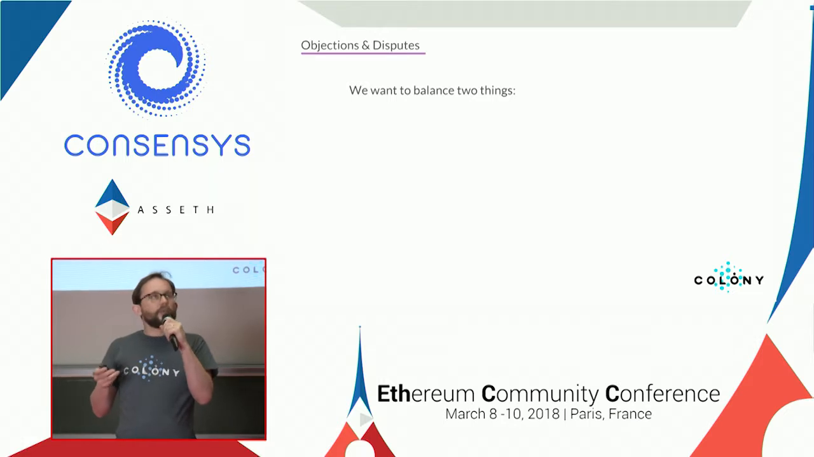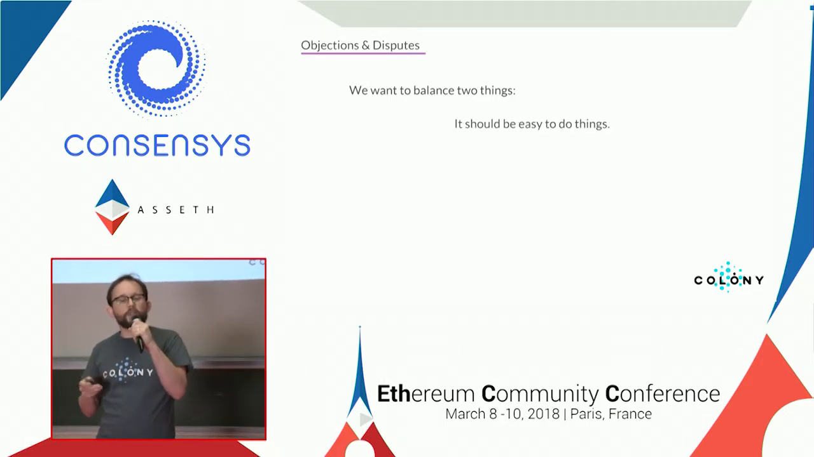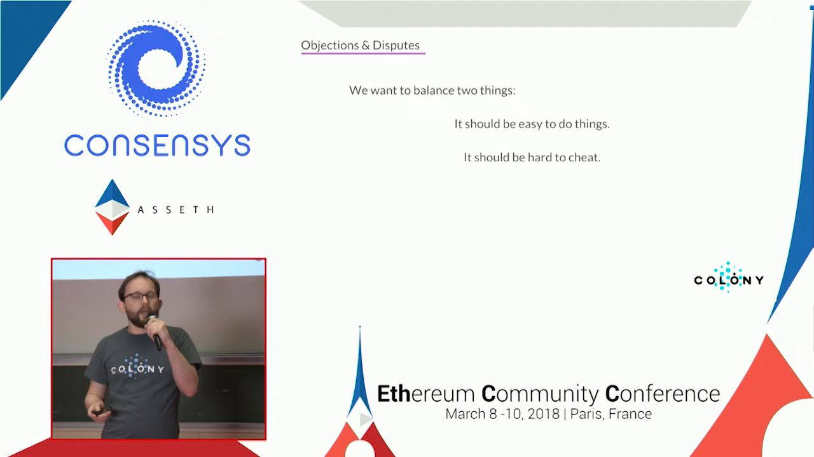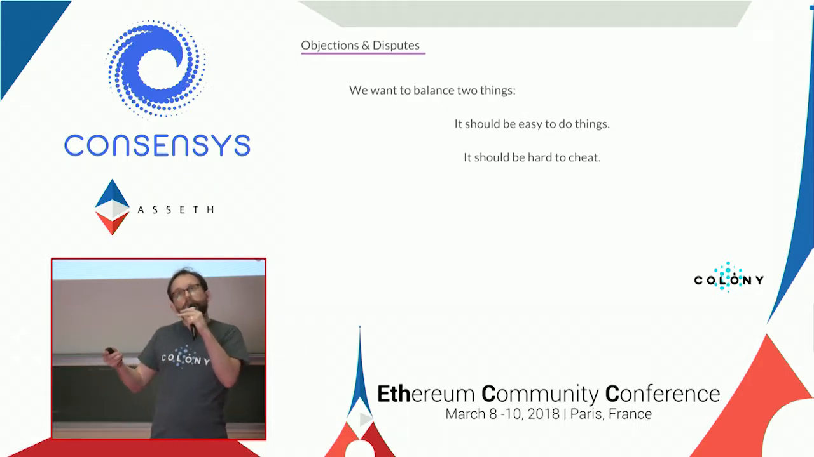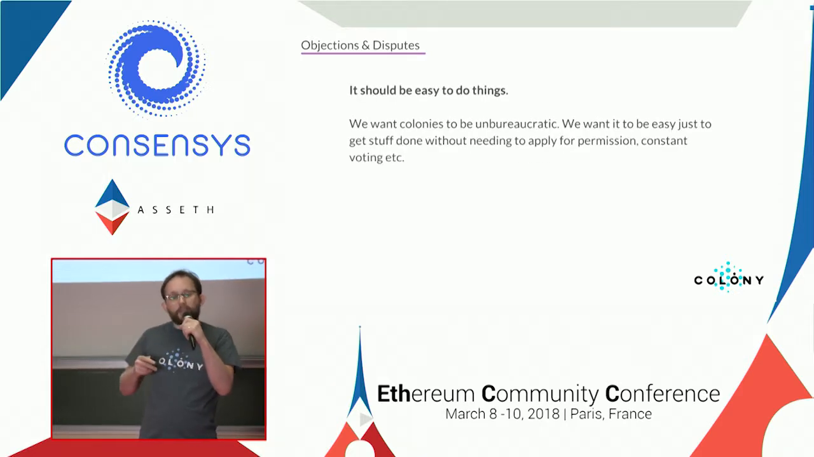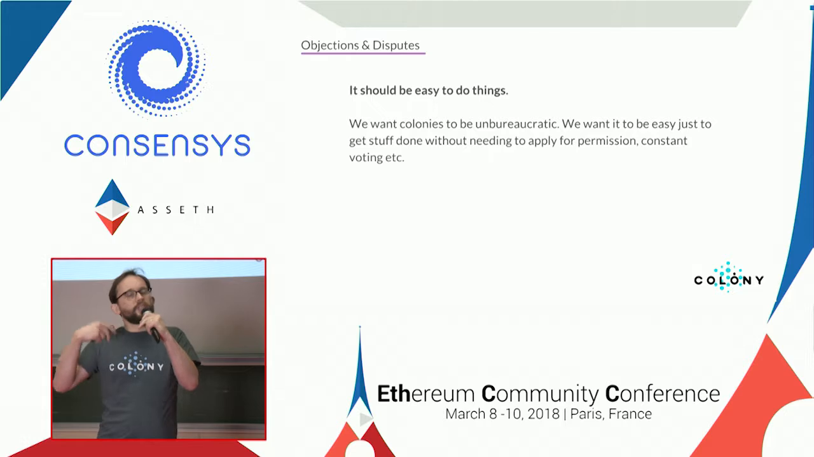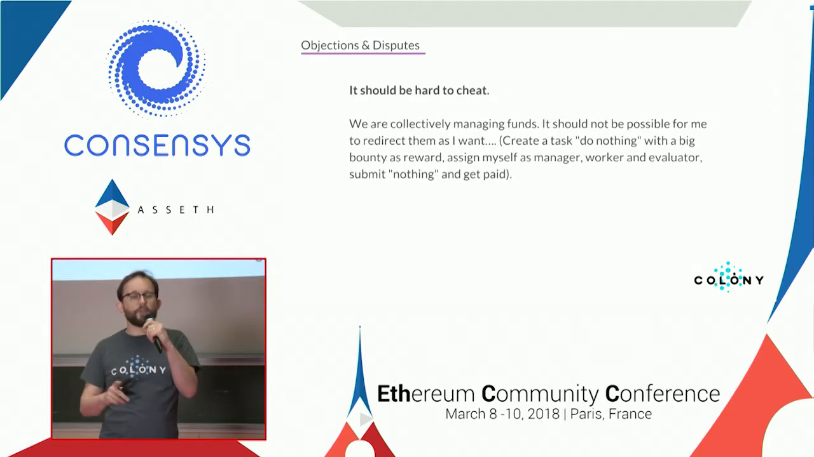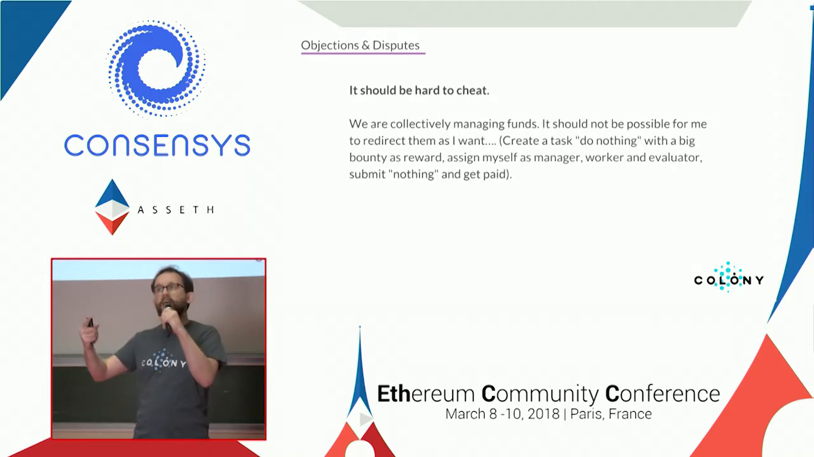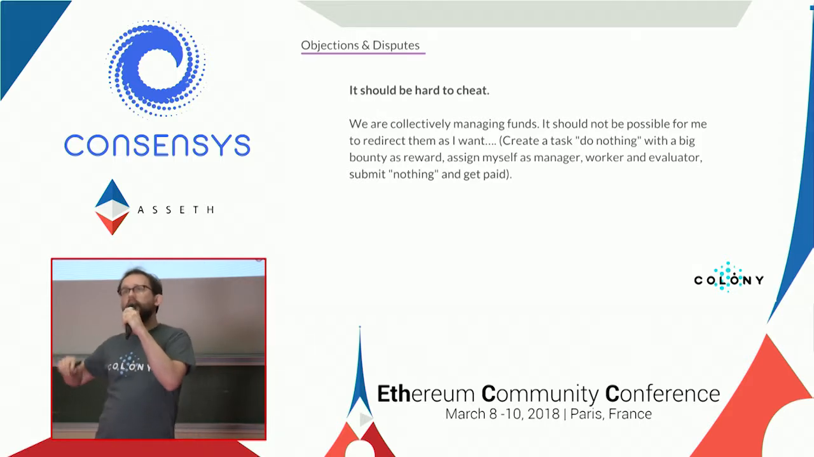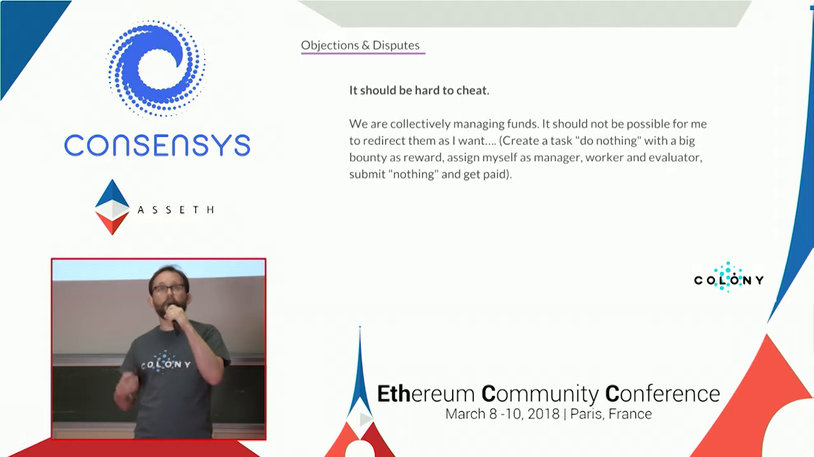We want to balance two things in colony. We want it to be permissive, which means we want it to be easy to get things done, but we want it to be hard to cheat. You don't need to apply for permission, you can just do things. But it should be hard to cheat, which means I shouldn't be able to create a task with a description, do nothing, assign a big bounty, assign the task to myself, submit it to myself, and run off with the money.